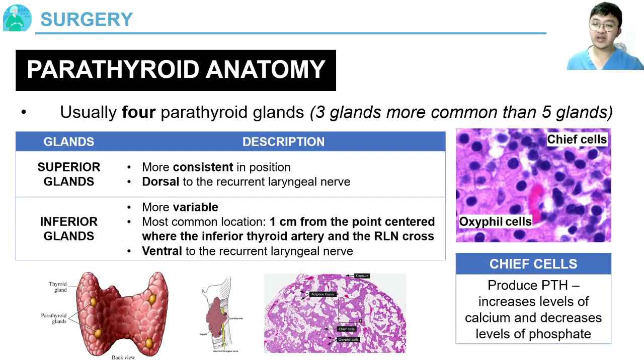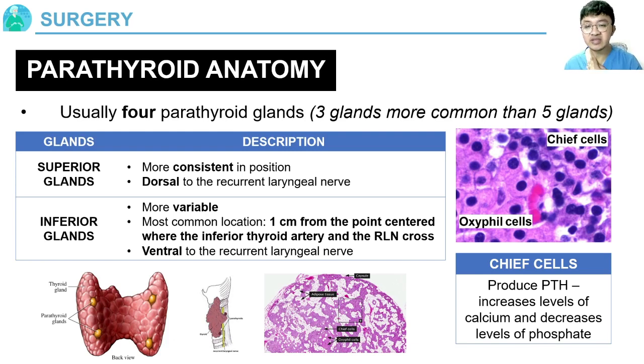Okay. So the parathyroid anatomy, usually you have 4 parathyroid glands. However, if it's not 4, 3 is more common than 5. Having 3 glands is more common than having more than 4 glands. You have the superior glands and the inferior glands. The superior glands are more consistent in position and they are found dorsal, at the back of the recurrent laryngeal nerve. The inferior glands are found ventral or anterior to the recurrent laryngeal nerve and they're more variable. However, the most common location is 1 cm from the point where the inferior thyroid artery and the recurrent laryngeal nerve cross.